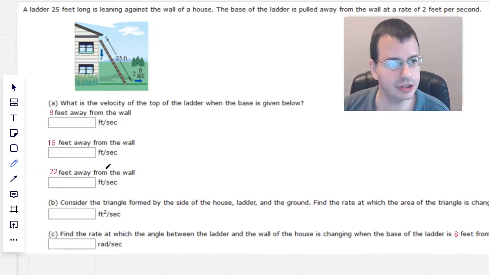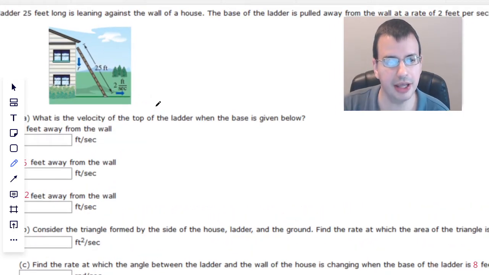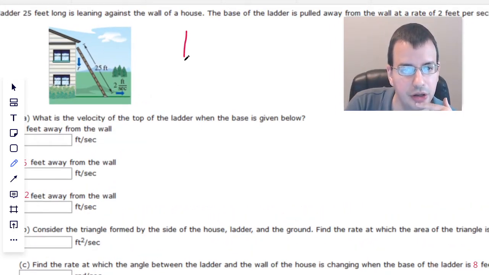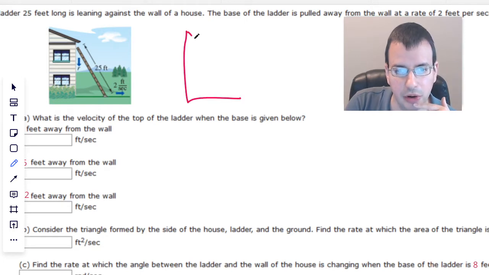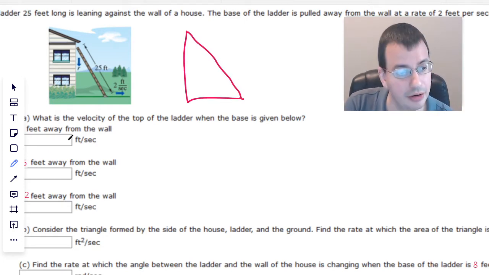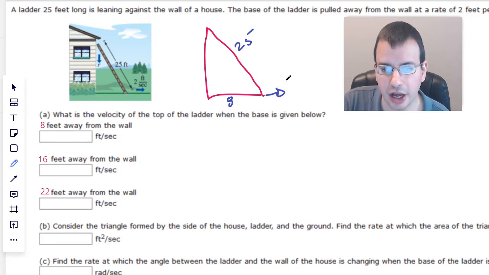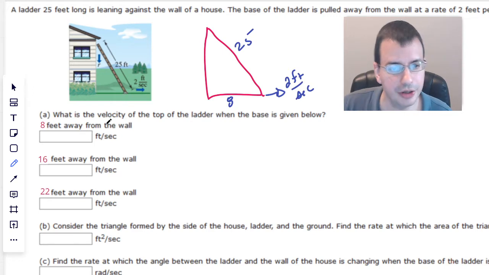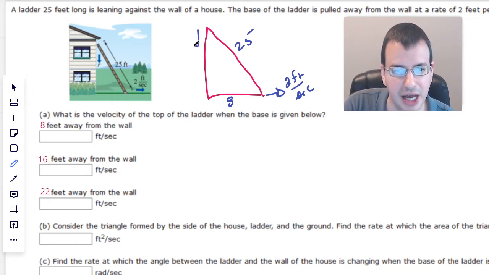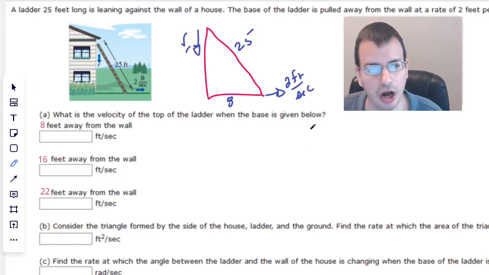Okay. So first thing to do is start by drawing a triangle. We already have a triangle drawn, but I will do it again, not to scale. And so we have a constant here, which is 25. We're told, what is the velocity of the top of the ladder when the base is 8? So we have 8 here. And then we know that it's moving 2 feet per second. And we're looking for the velocity at the top of the ladder. They give it as r.